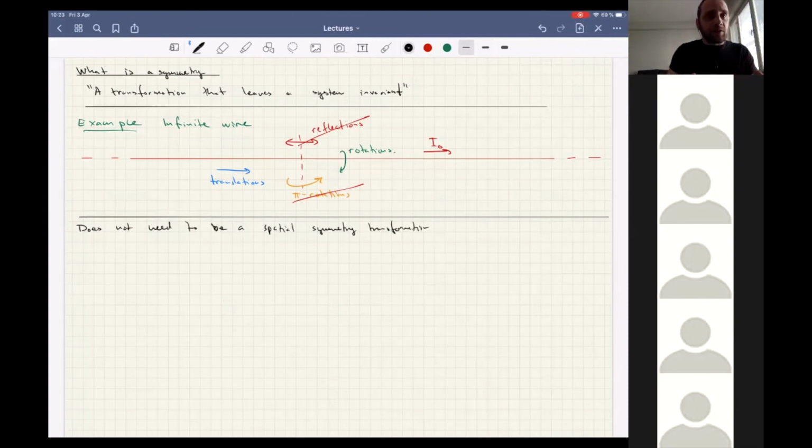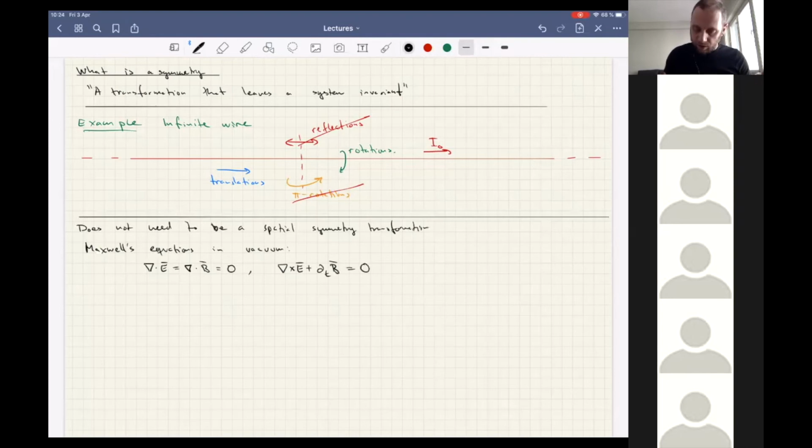For example, if we look at Maxwell's equations in vacuum, then they take the following form. So the divergence of the electric field and the divergence of the magnetic field are both 0. And we also have the following expressions for the curls. So the curl of the electric field plus the time derivative of the magnetic field should be 0, and that should also be the case for the curl of the magnetic field minus 1 over c squared times the time derivative of the electric field.